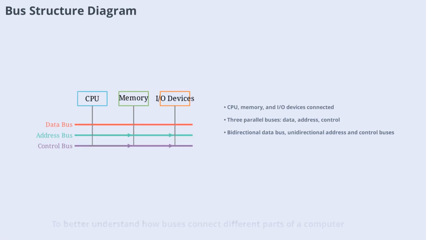To better understand how buses connect different parts of a computer, let's visualize a typical bus structure. Imagine the CPU, memory, and I/O devices all linked by three main buses: data, address, and control. Each bus runs parallel to the others, forming a shared pathway for communication. This structure simplifies the design and expansion of computer systems, making it easier to add or upgrade components as needed.